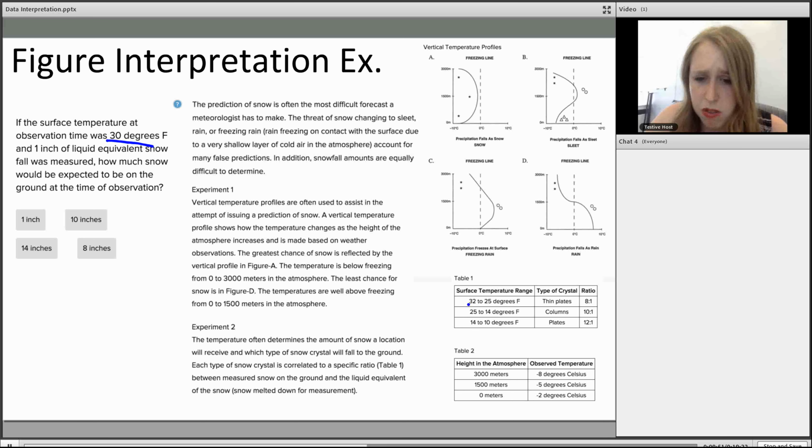Chart. So sadly, looking at this chart now, we have 32 to 25 and 25 to 14. So I was reading this wrong, and we're going to look at 32 to 25. Okay, so now that we've assured that, we know that between 32 to 25 degrees, which encompasses 30 degrees Fahrenheit, we're going to see a ratio of 8 to 1. So this is telling us a ratio of 8 inches of snow on the ground to 1 inch of liquid equivalent. And so if we're asked how much snow is supposed to be on the ground, we have an 8 to 1 ratio, 8 inches. It's really that simple. Just make sure you read the charts right, which is something that causes me difficulty sometimes.